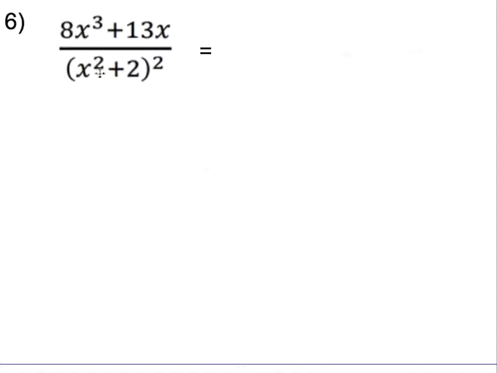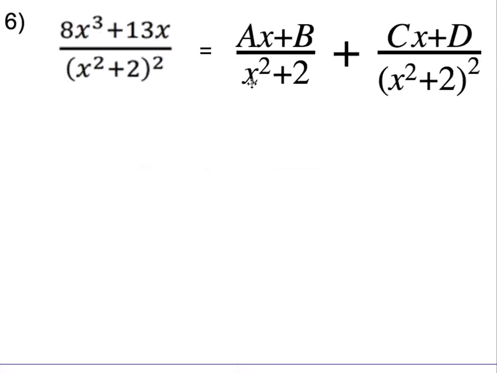And the last one, this is a quadratic that's being repeated. So you're going to write it as a single, and then you're going to write it as a double. Okay? And then the ax plus b needs an extra x squared plus 2, so you're going to have to put that next to the ax plus b. Okay? This doesn't need anything to be changed since the denominator is exactly what you have.